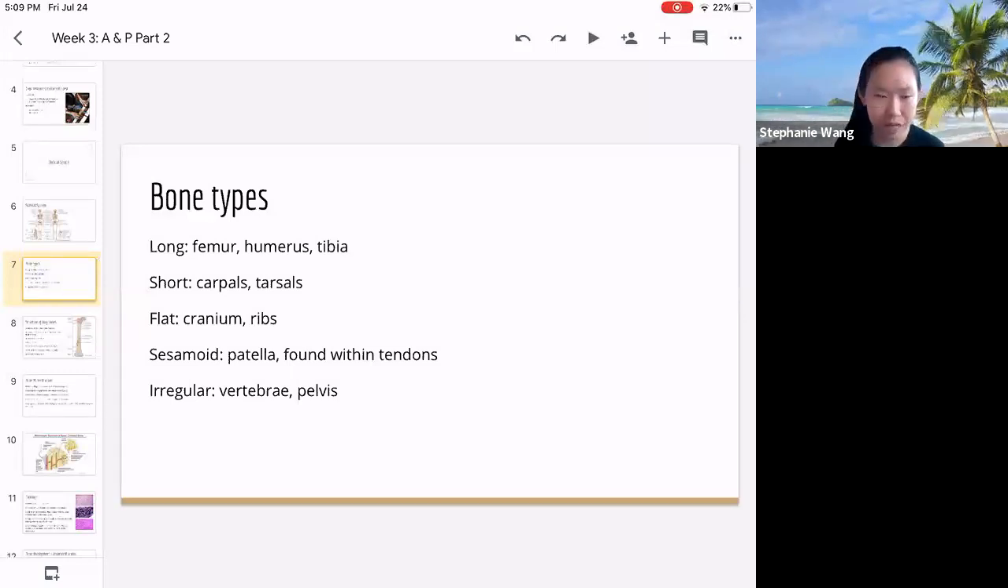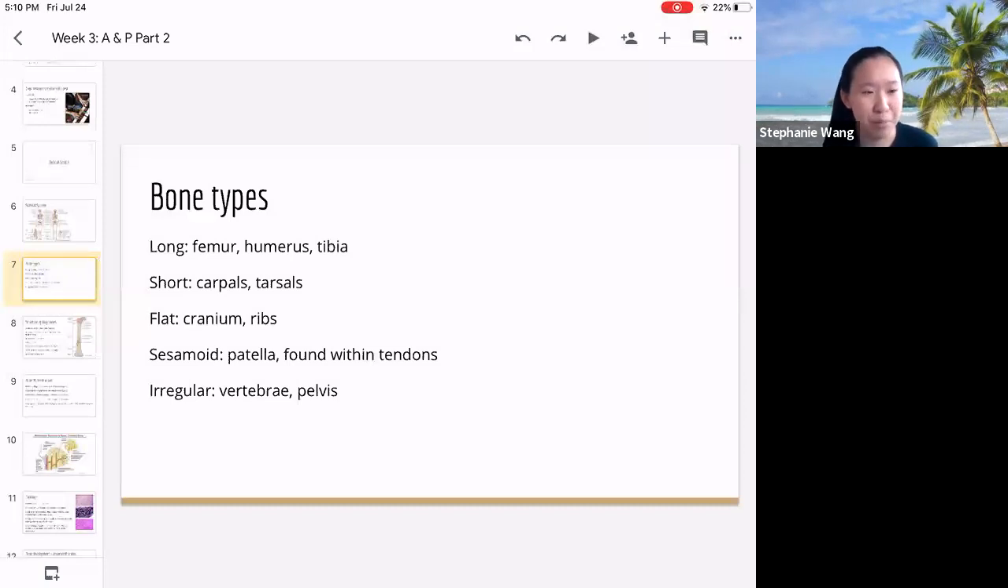Not necessarily, because the kneecap, or the patella, is a bone that is between tendons, and bones between tendons are by definition sesamoid bones. Also, it's rounded, so it's not of a cuboid shape, which is why it would not be classified as a short bone.